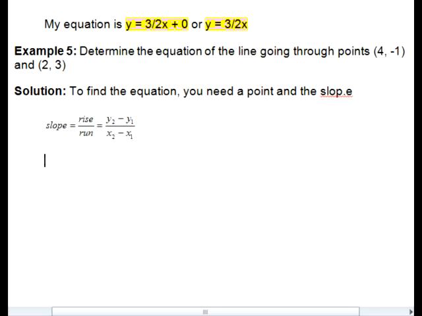So what I'm going to do, I'm going to ask someone to pick their favorite point, and hopefully my mind will meld with yours and you'll pick the same point that I do. Molly, which point do you like better for your first point? 4, -1 or 2, 3? Okay, clearly you said the same thing that I did, which was 4, -1. If you didn't, that's okay. It'll still work the other way too. Your second point then will be the other one.